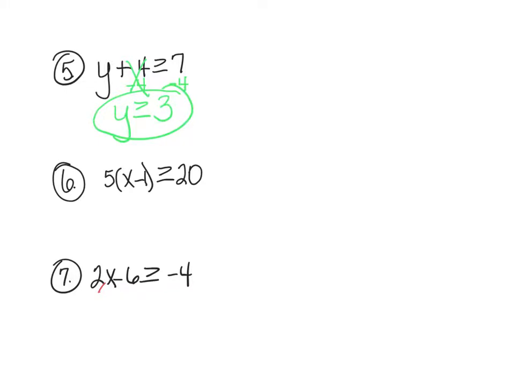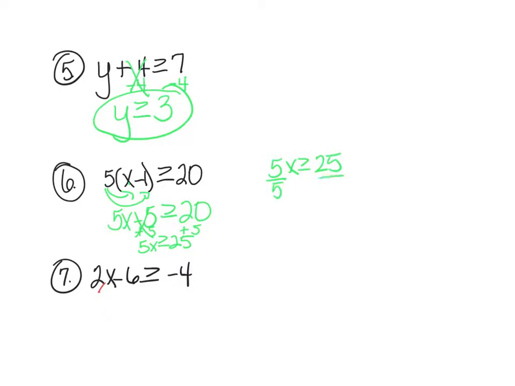Number 6, I'm going to use the distributive property. So I'm going to multiply these here. So 5 times x is 5x. Bring down my subtraction. 5 times 1 is 5. Greater than or equal to 20. I'm going to add 5 to both sides. 5x, that cancels, is greater than or equal to 25. I'm going to bring that up here so we'll have enough room to complete this. Now I'm going to divide both sides by 5. So x is greater than or equal to 5. I did not change my sign because this 5 was a positive.